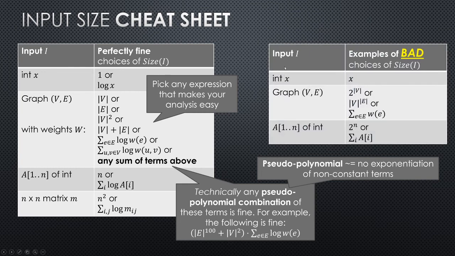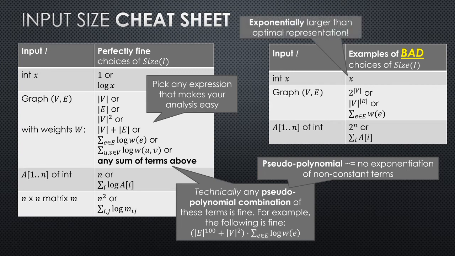What are invalid choices of size I that you cannot pick? There are other possible invalid sizes; these are just some examples to give you a taste. If you have an input that's just an x, you can't pick x as the input size, because you can write down x in log x bits. x would be exponentially larger than that optimal representation. So you can't pick x.